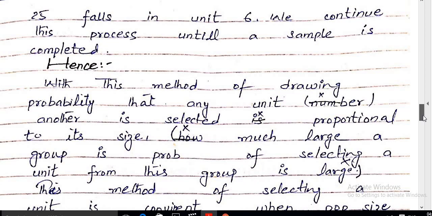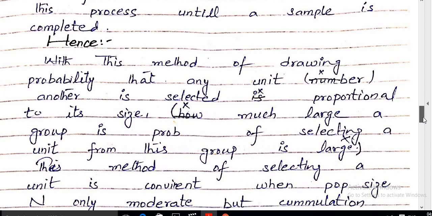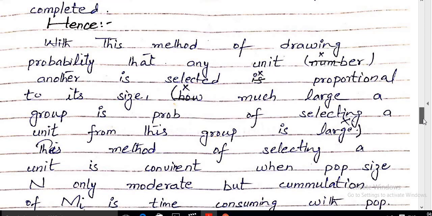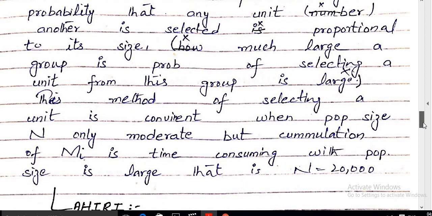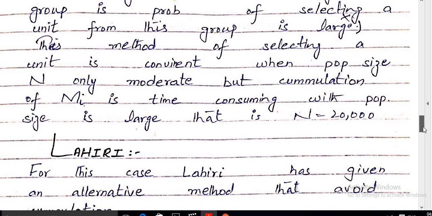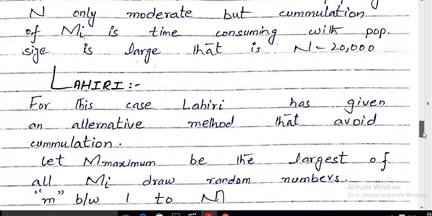Hence, with this method of drawing, the probability that any unit is selected is proportional to its size. The larger a group is, the larger the probability of selecting a unit from this group. This method of selecting a unit is convenient when the population size N is only moderate, but the accumulation of Mi is time-consuming when the population size is large.